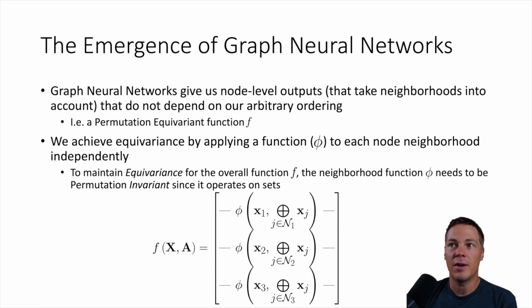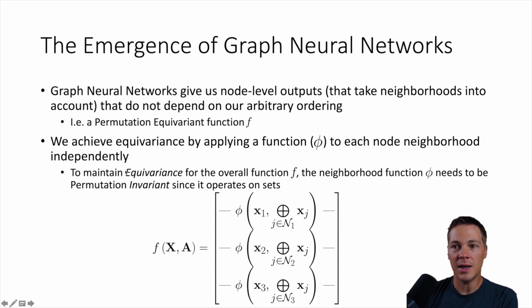And this is where graph neural networks emerge from this idea. So GNNs will give us node-level outputs that also take neighborhoods into account, but they do not depend on our arbitrary ordering. So in other words, we have a permutation equivariant function f that operates on our node features and our graph structure. And we achieve this equivariance by applying this function to each node and its neighborhood independently. So we apply this one function to the first node in its neighborhood, the second node in its neighborhood, and so on. They share parameters, in other words.